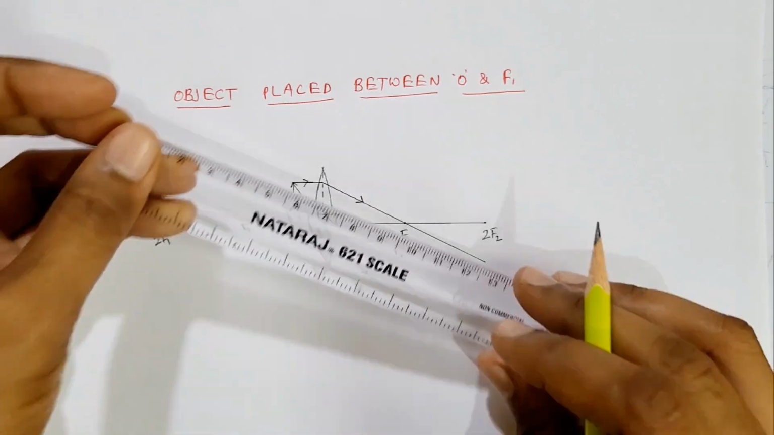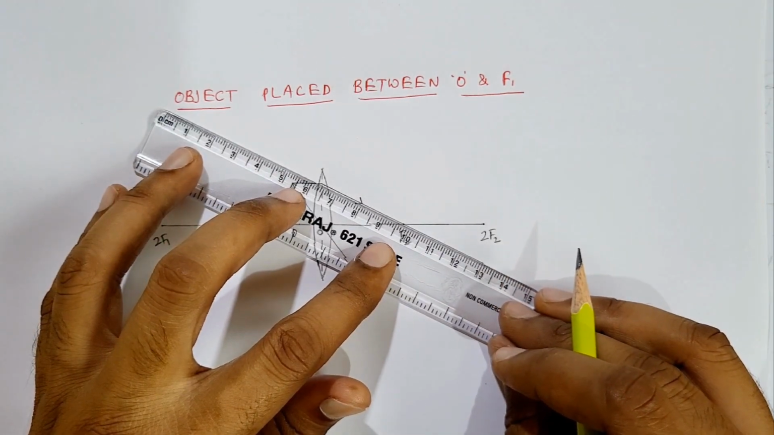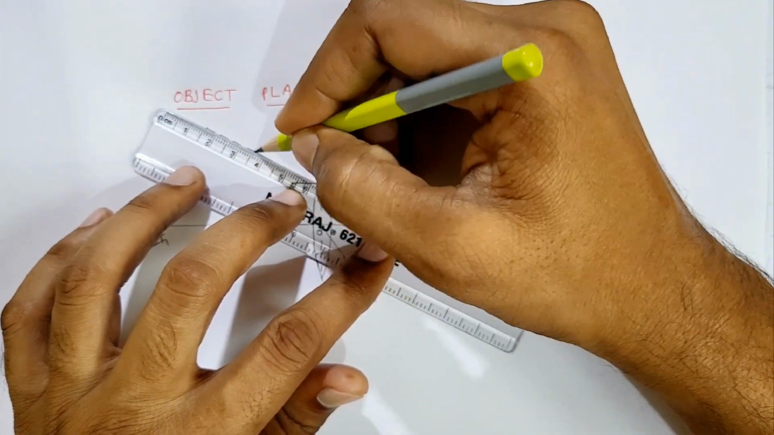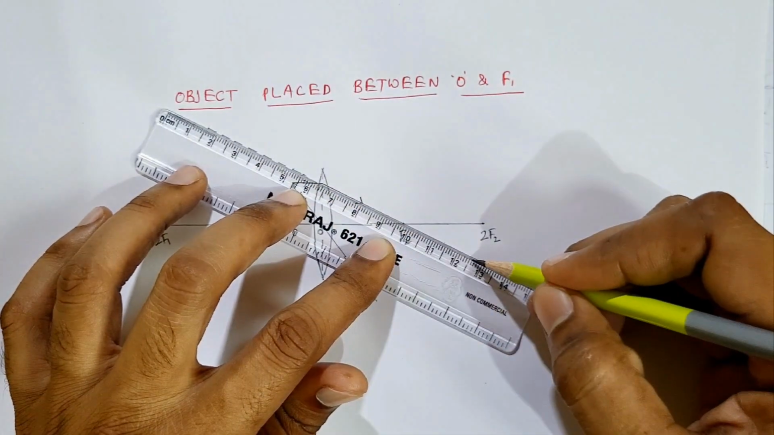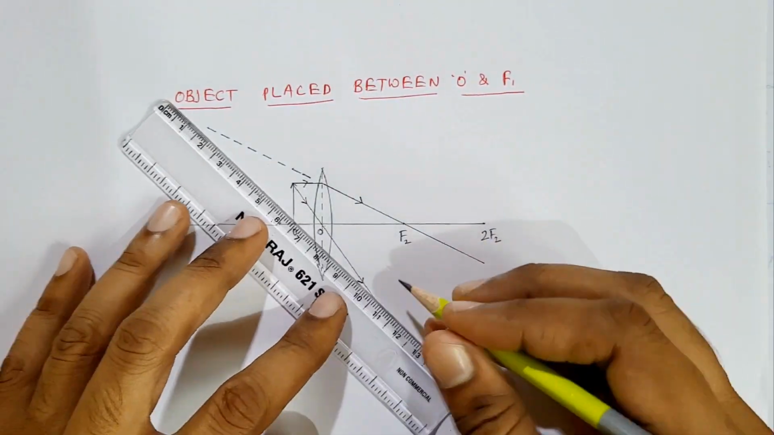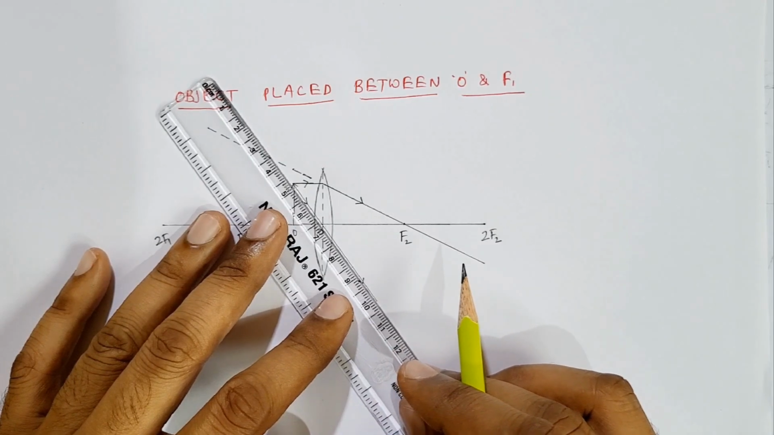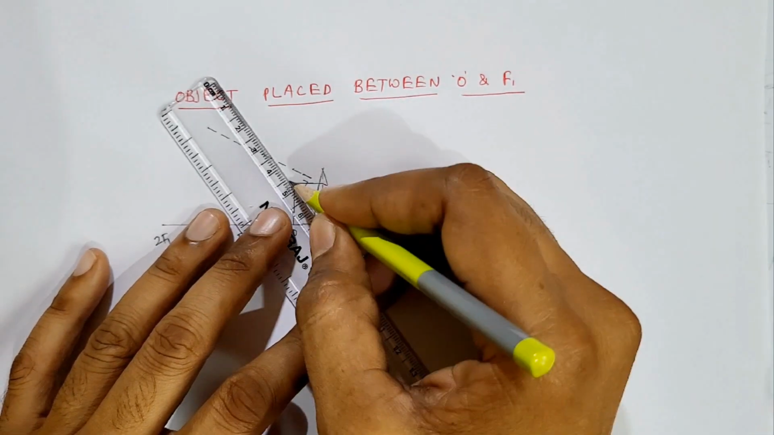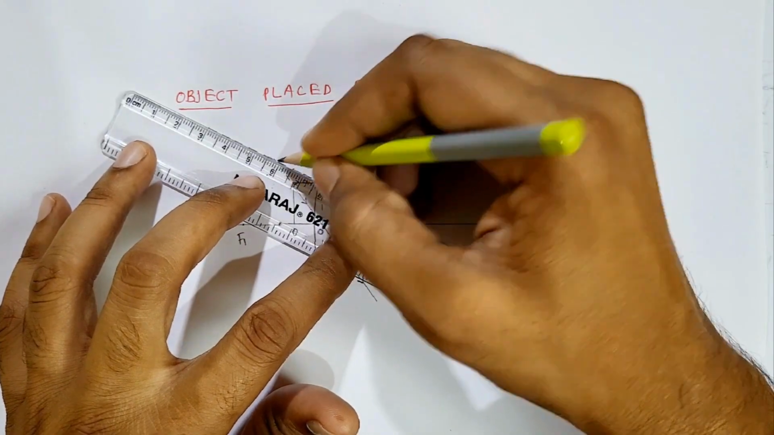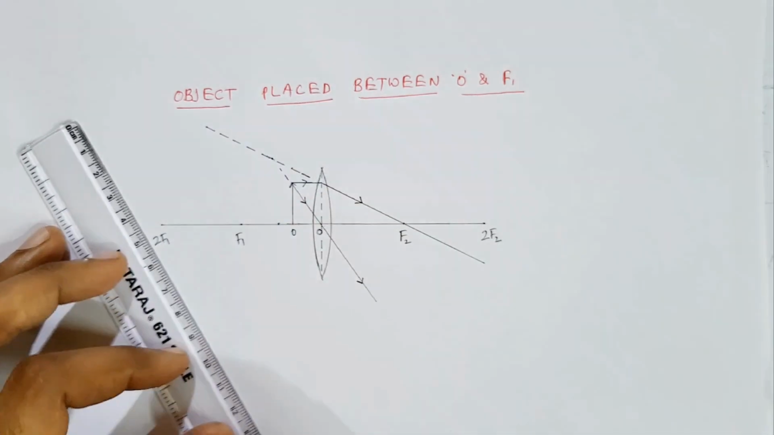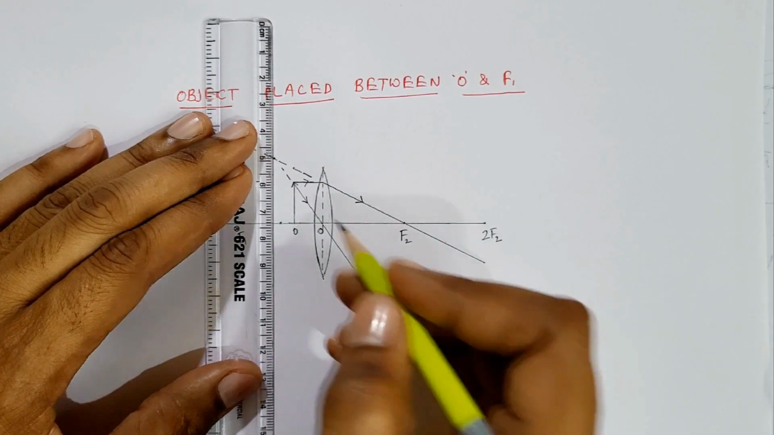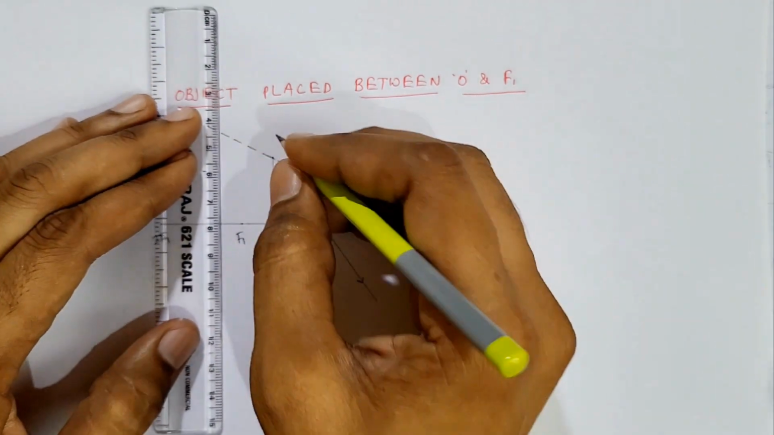That's why what we are going to do, we are going to extend the refracted light rays back side. See, like this, we are going to extend the refracted light rays. This is only refracted light ray, correct? Refracted light ray is extended back. Okay, now one refracted light ray and this is another refracted light ray, correct? So like this we got the image formation here only. See, this point will be the image, correct? This is the image now.